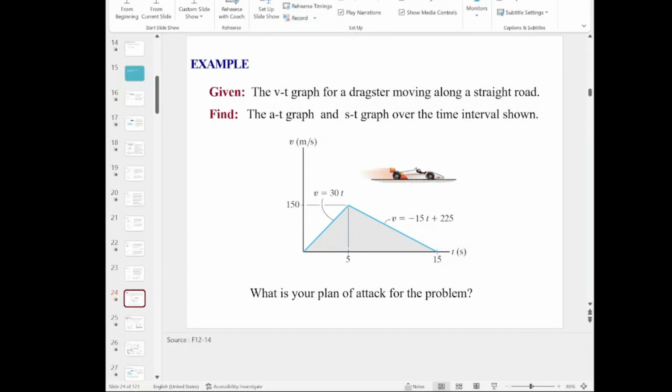Okay, and the next example, we'll work through the problem. Given the velocity as a function of time, here's the graph. So we have two functions that represent its velocity at different intervals of time. And we're going to look for the acceleration-time graph and the position-time graph over this time interval from 0 to 15 seconds. Okay.